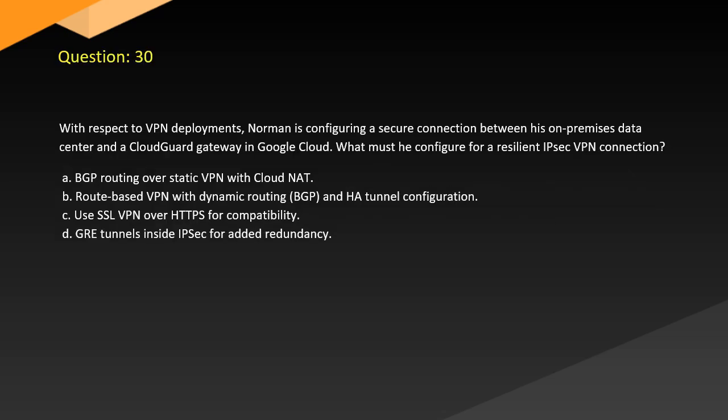Question 30. With respect to VPN deployments, Norman is configuring a secure connection between his on-premises data center and a CloudGuard gateway in Google Cloud. What must he configure for a resilient IPsec VPN connection? A. BGP routing over static VPN with Cloud NAT. B. Route-based VPN with dynamic routing BGP and HA tunnel configuration. C. SSL VPN for compatibility. D. GRE tunnels inside IPsec for added redundancy.